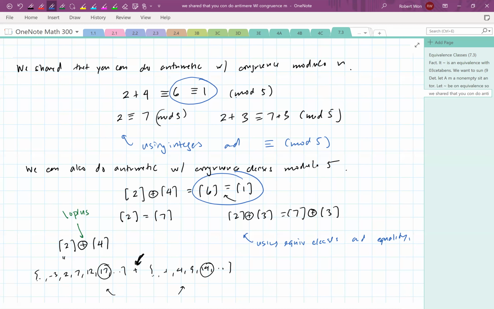And to be honest, the way that most mathematicians think about congruence modulo 5 is actually this bottom way. We think of 2 and 12 as the same because we're really thinking of the equivalence class of 2 and the equivalence class of 12. And so those are the same. We've just changed our operation to be this new operation, \oplus, between equivalence classes.